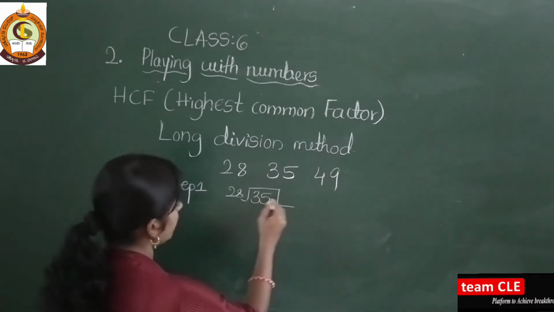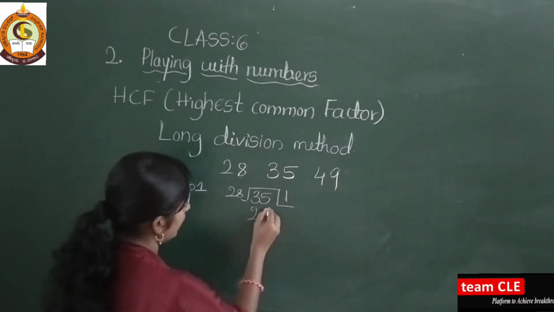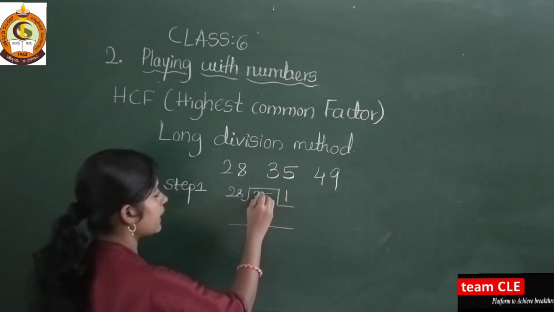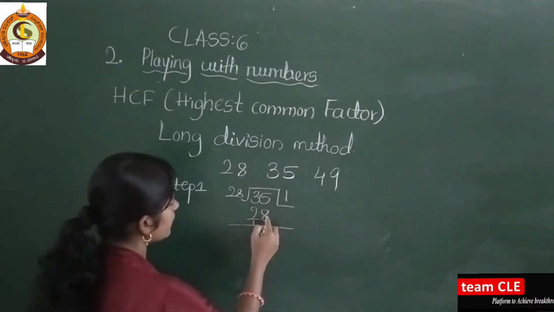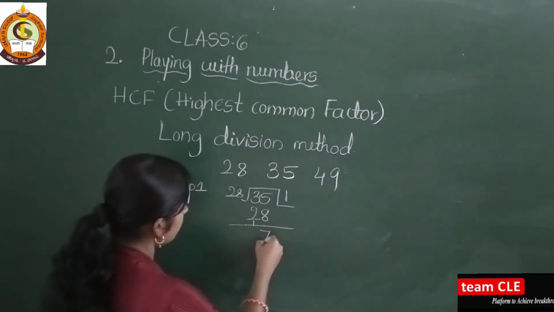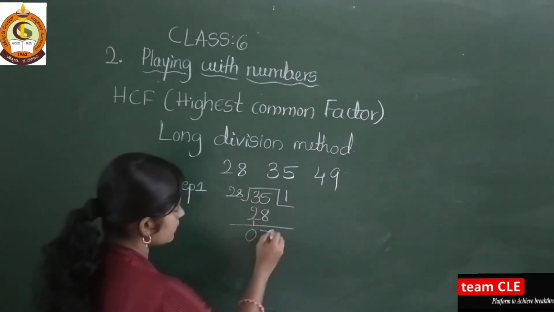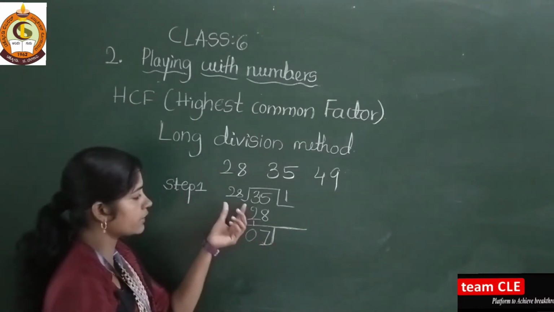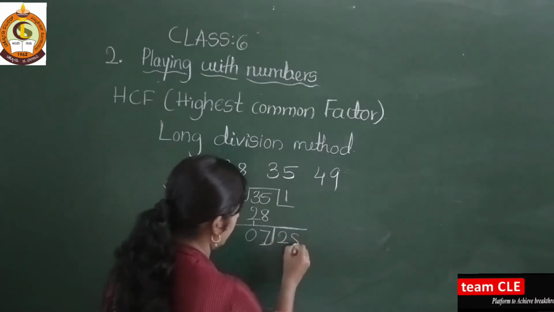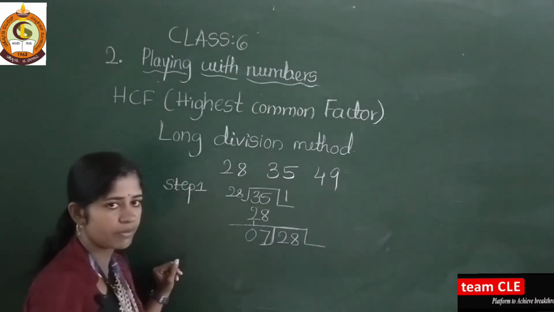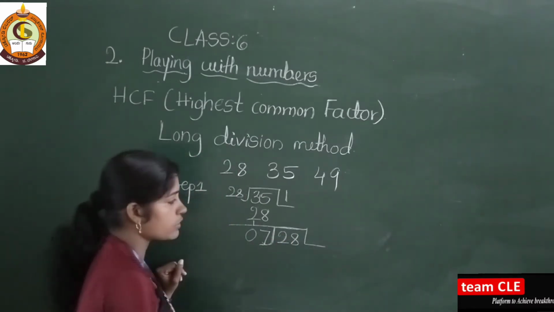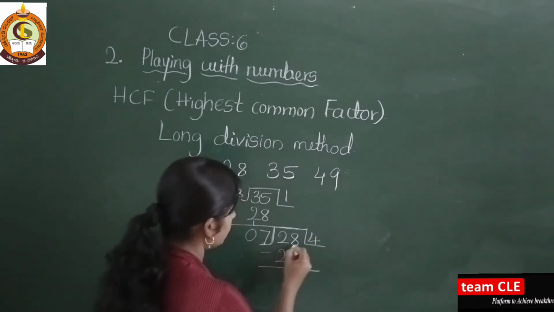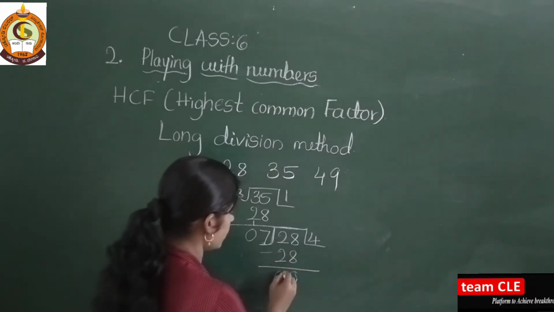Here 28 ones are 28. See here, 5 minus 8 is not possible, take a carry, this becomes 15. 15 minus 8 is 7, and 3 minus 3 is 0. The remainder is 7, and you take the divisor 28. Then tell me, 7 times how much is 28? 7 fours are 28. So 8 minus 8 is 0, 2 minus 2 is 0.